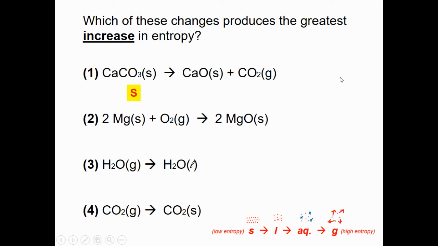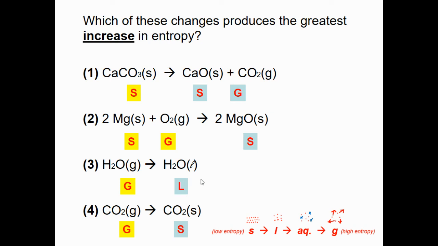All right, we've got a solid becoming a solid and a gas. We've got a solid and a gas switching over to a solid. We've got a gas becoming a liquid and a gas becoming a solid. So we can rule out number 4, gas becoming a solid is a decrease in entropy. We can rule out number 3, gas becoming a liquid is a decrease in entropy. We can even rule out number 2. We've got a solid and a gas on the left and just a solid on the right. That's again a decrease in entropy.